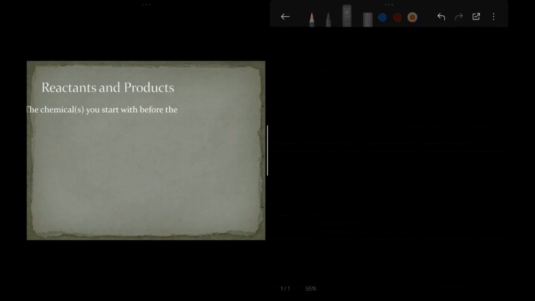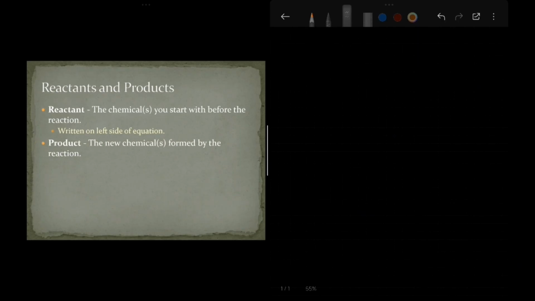So again, reactants are the chemicals you start with before the reaction, usually written on the left side of the equation. Products are the new chemicals formed by the reaction, which are written on the right side of the equation.